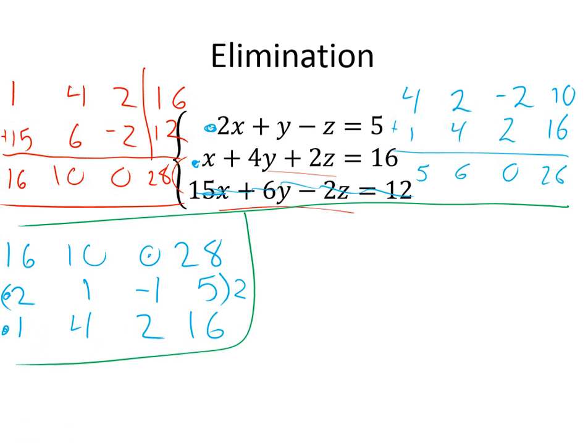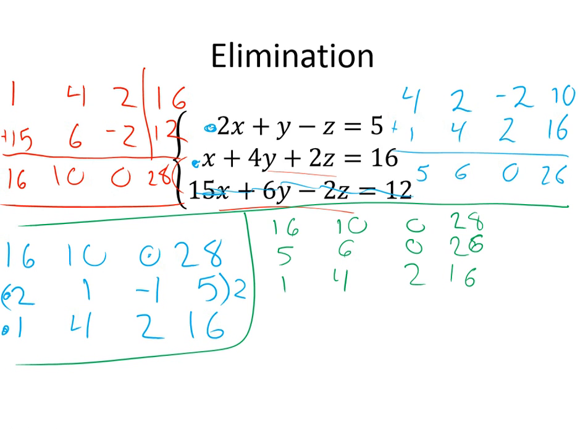So I'm going to have my first one still, 16, 10, 0, 28. And my next one, I'm going to put 5, 6, 0, 26. And 1, 4, 2, 16. This process takes a while. It's a lot of writing stuff down.